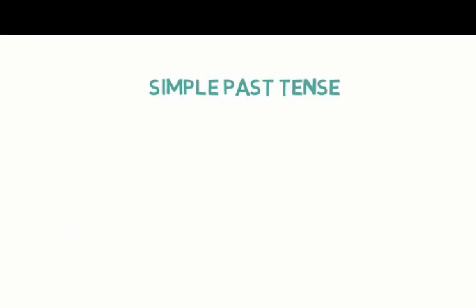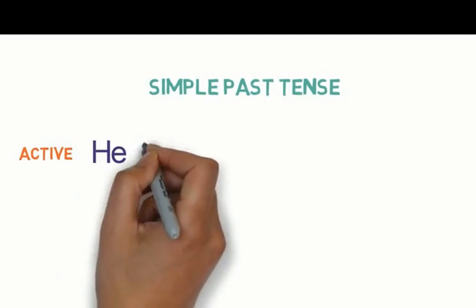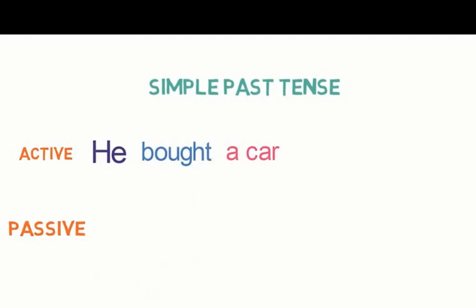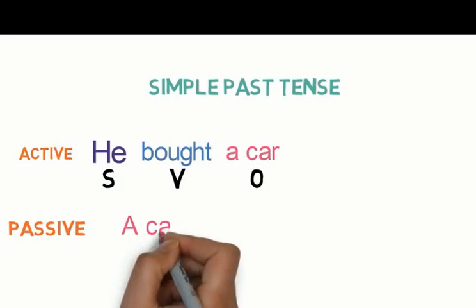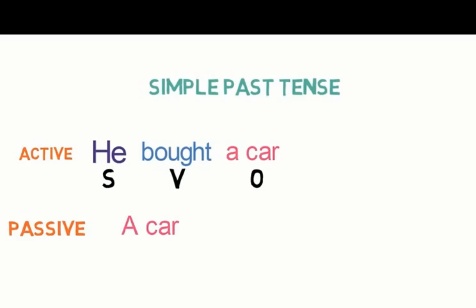Okay. Now we shall see the example for simple past tense. In active voice sentence, he bought a car. So to convert into passive voice the sentence, you have to identify the subject verb object. So he is subject, bought is verb, and a car is object. So swap the position, a car in the object, and him, pronoun change he is him in the subject.